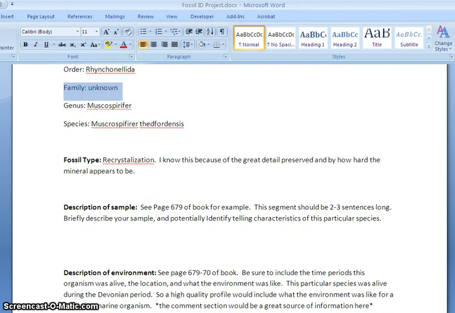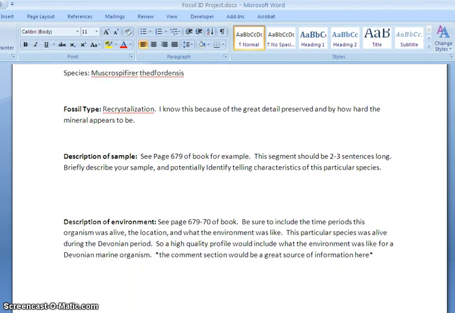Again, your book tells you this, or the fossil book tells you this, so you can kind of summarize or paraphrase what they have. Again, 2 to 3 sentences long. You can also use the internet. And then lastly, same thing, description of the environment. Okay, so tell me about the period that the organism was alive, what it looked like, particular species, things like that. So that's what I'm looking for.